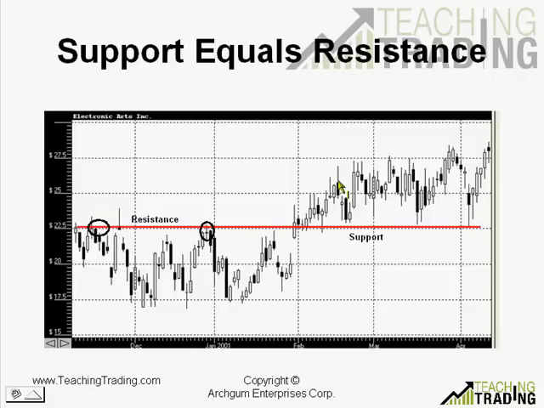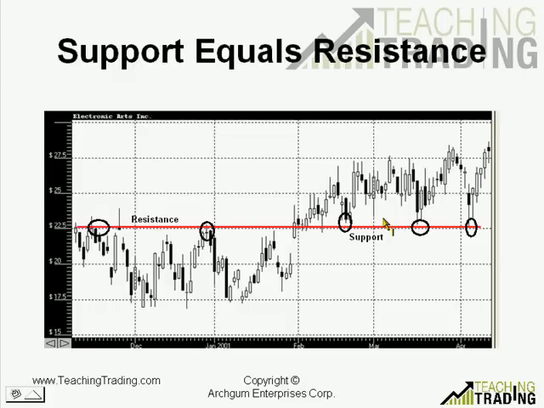Now recall, to draw the support line, you connect at least two intermittent lows. So we have an intermittent low here, we have another intermittent low, and we have another intermittent low. So this can be our support line. So this red line on the left-hand side is resistance, and on the right-hand side is support.